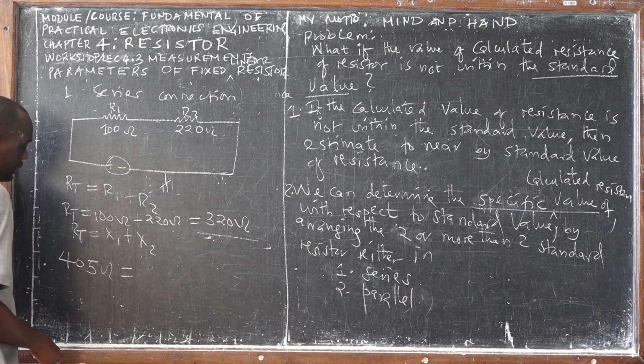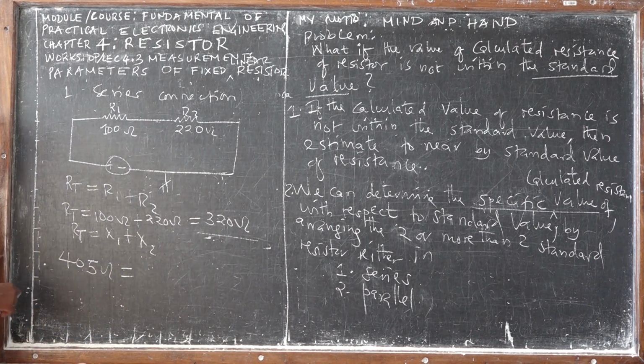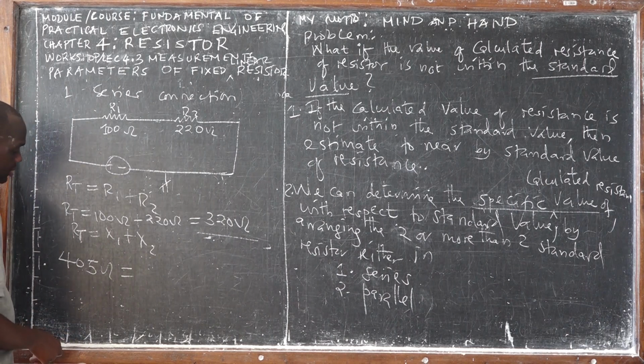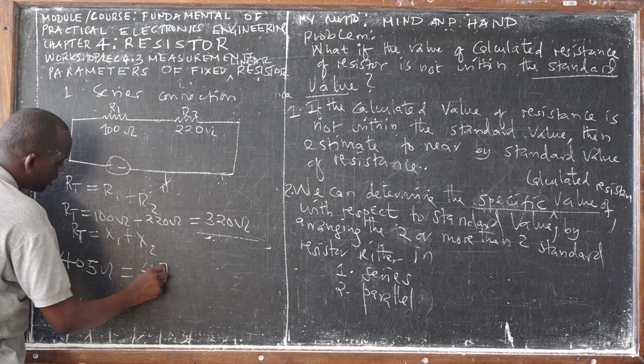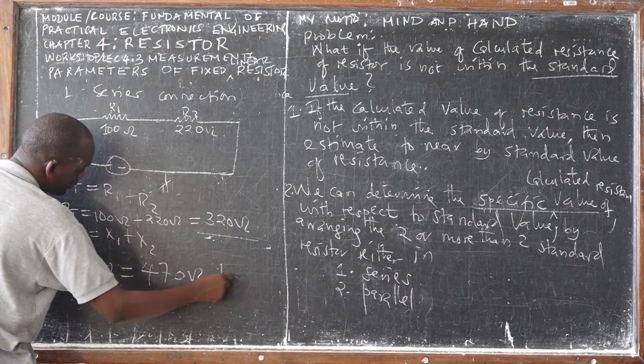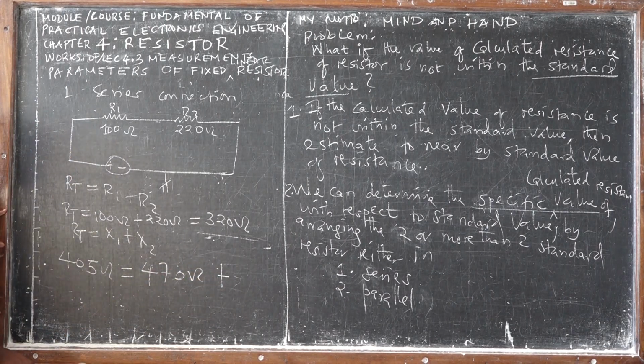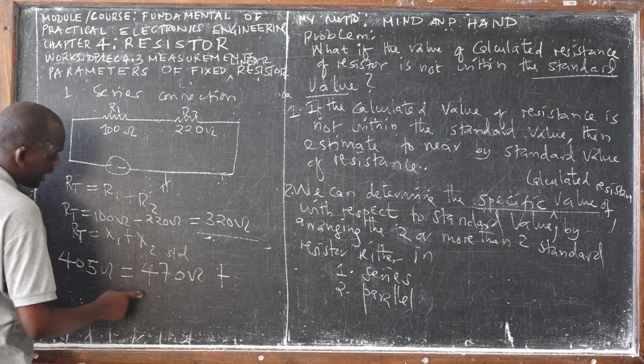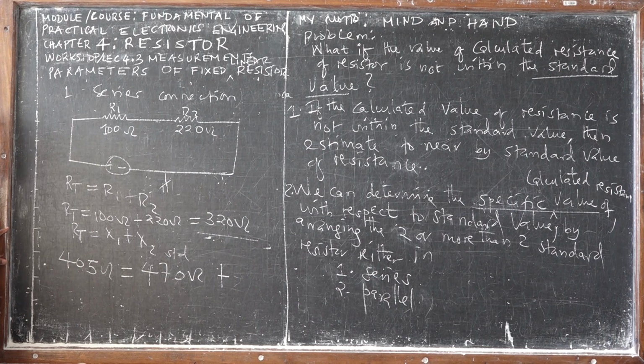It's simple. If I take one standard resistor and add it to another one, I might get the desired value. For instance, in this case, you take 470. This is standard. Right? 470 plus what?